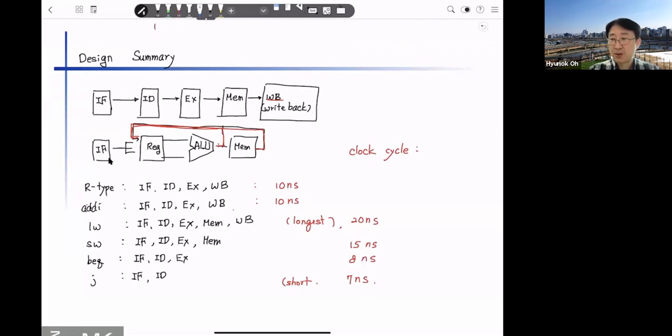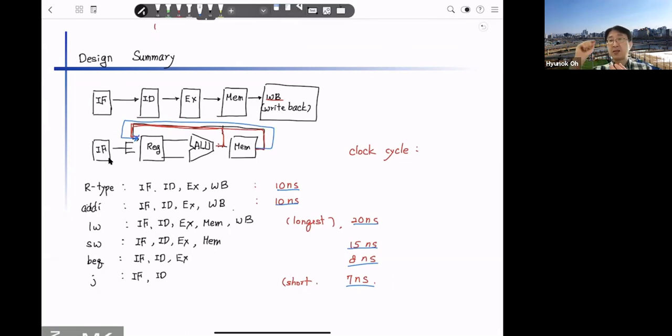So there are 10 nanosecond, 10 nanosecond, 20 nanosecond, 50 nanosecond, 8 nanosecond, 7 nanosecond. So which one do we have to choose for the clock cycle? If we are choosing the short clock cycle, for instance, 7 nanosecond, then what is happening? Load value is not coming out, right? So load case, it takes long path. So load case, this output of memory should be coming out, but because of that length of circuit, that is not prepared yet, but we are changing the clock.